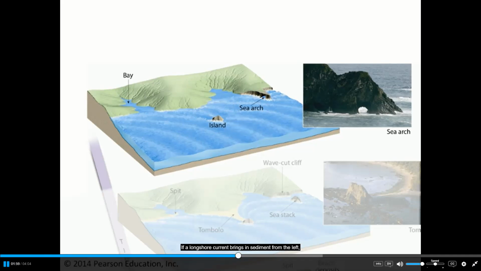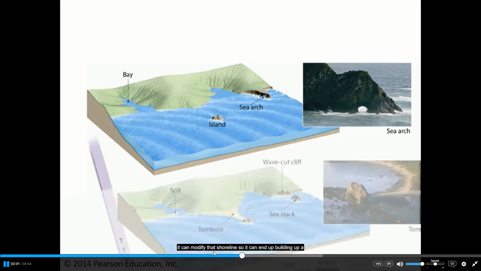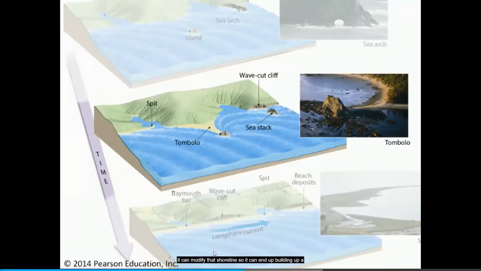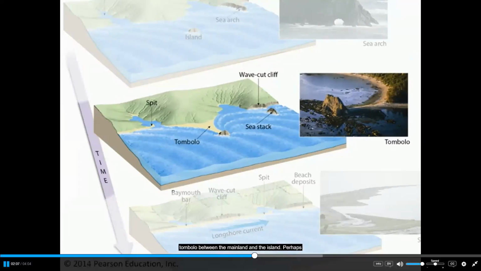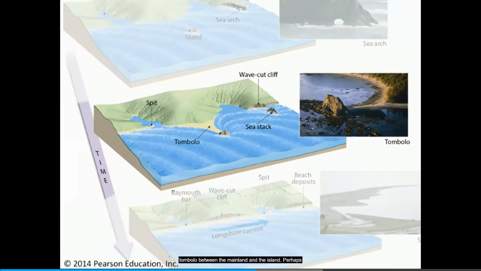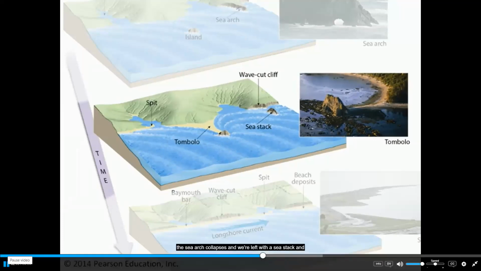If the longshore current brings in sediment from the left, it can modify that shoreline, so it can end up building up a spit out across the mouth of that bay, depositing a tombolo between the mainland and the island. Perhaps the sea arch collapses and we're left with a sea stack. So here you can see a few of these features. So we have a spit, which is when sand is going to be deposited across the mouth of a bay. And usually it'll have this hook shape on it.